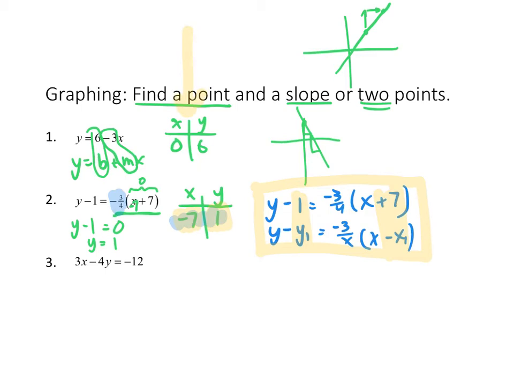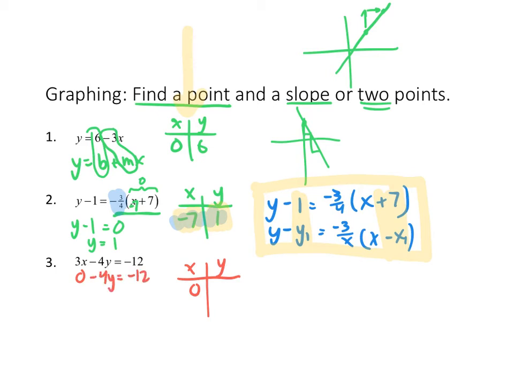Find a point. Now this next one I'm going to do a similar way. I'm going to make a table. And what's easy to plug in? Well, I'm going to plug in 0 for x and see what you get. If you plug in 0 for x, that first term goes away.